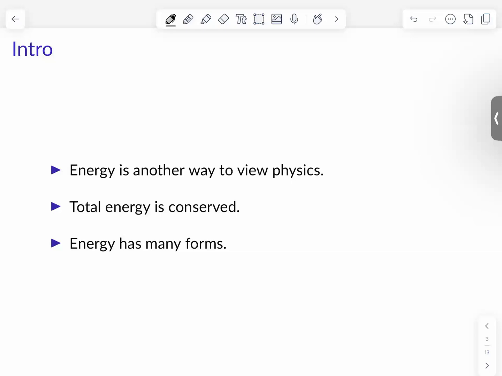Last point on this slide. Energy has many forms. With force, there's force, force, force. They're all forces. Well, they're different kinds of forces. No. Force, take it back. What's a good analogy here? Whatever.